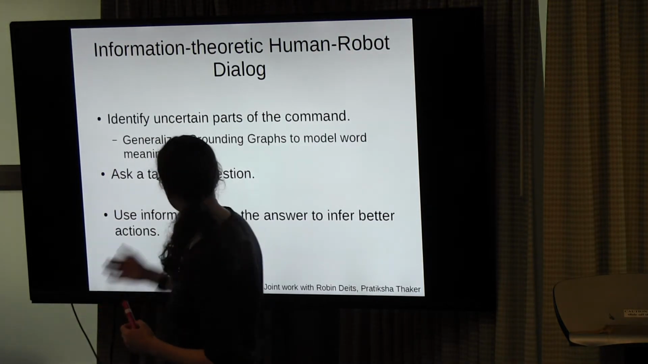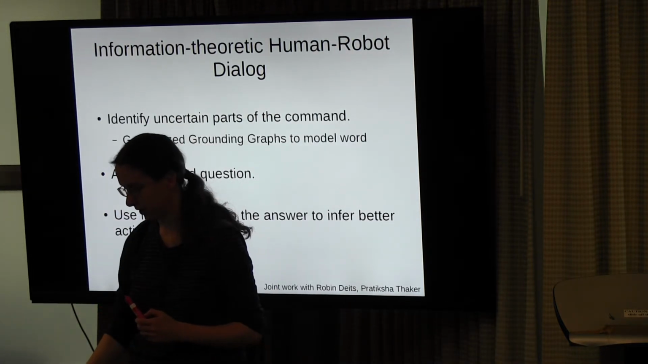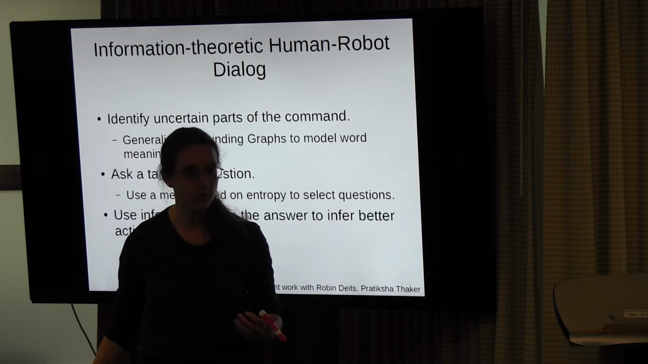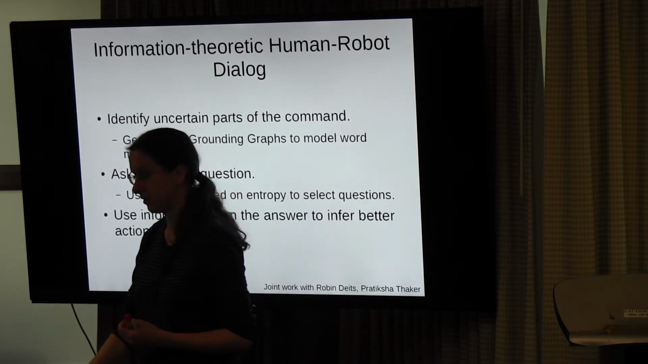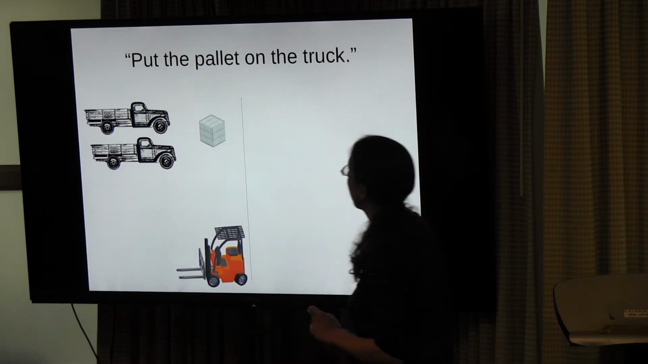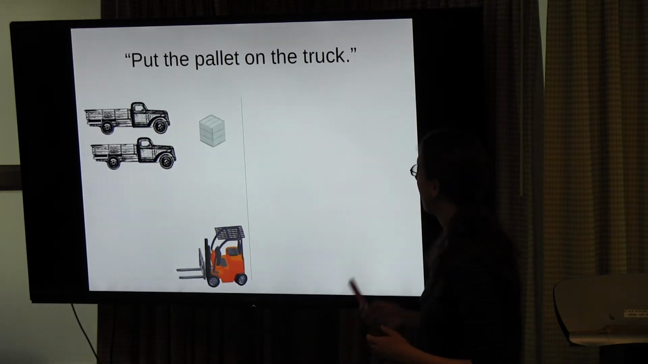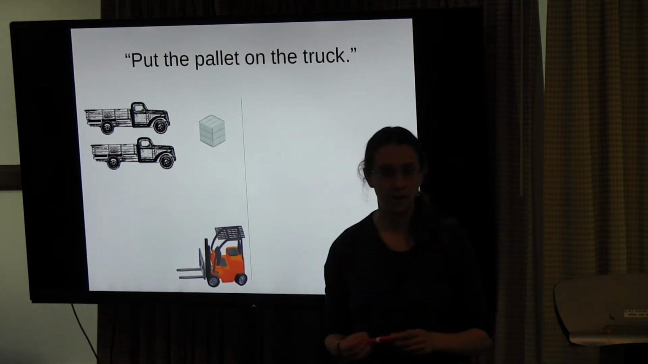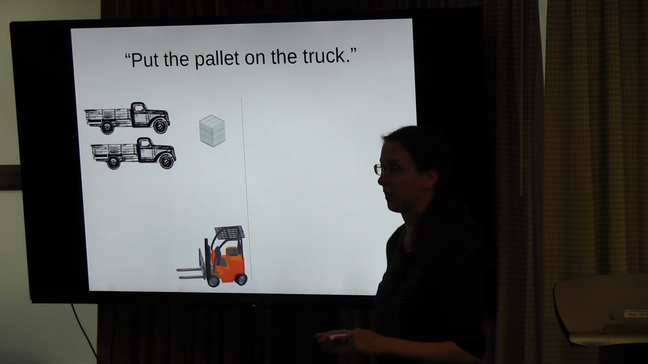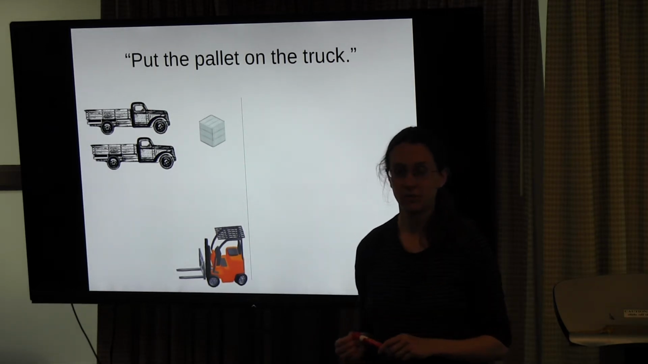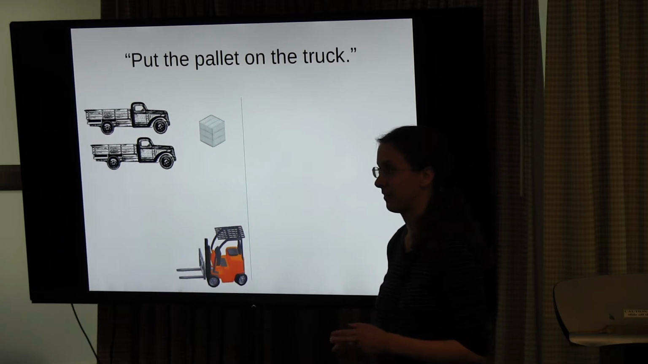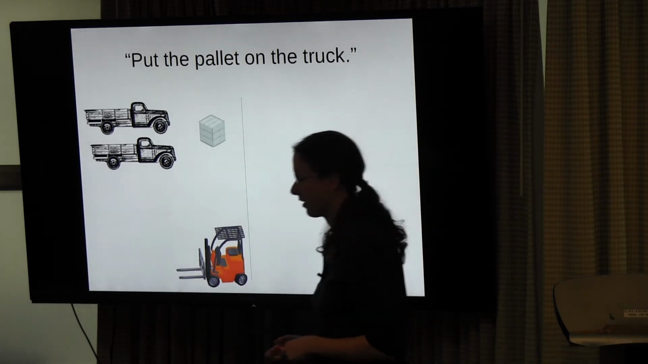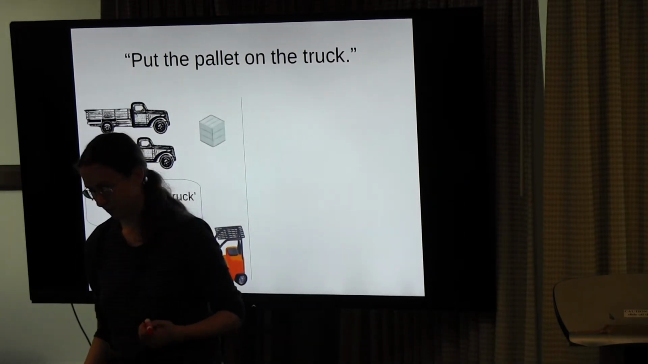So we used this G-cube thing to model word meanings, and then we defined a metric based on entropy to select what to ask about. If you're in an environment where they say put the pallet on the truck, and there are 2 trucks and 1 pallet, what should the robot do? It's going to ask a question. What should it ask about? Which truck? Yeah, which truck? What does a truck refer to?